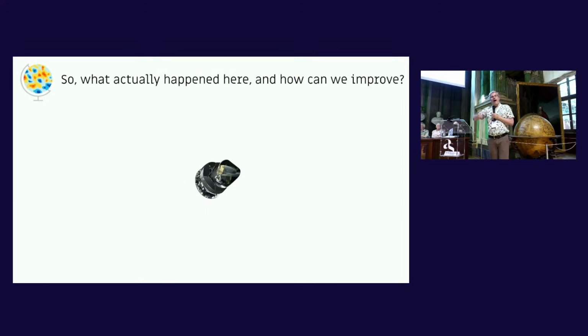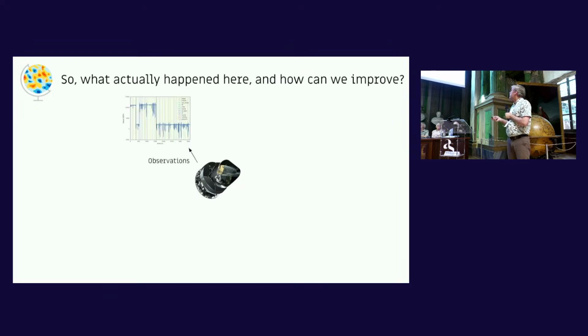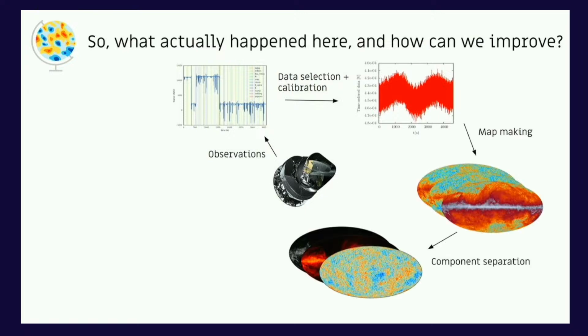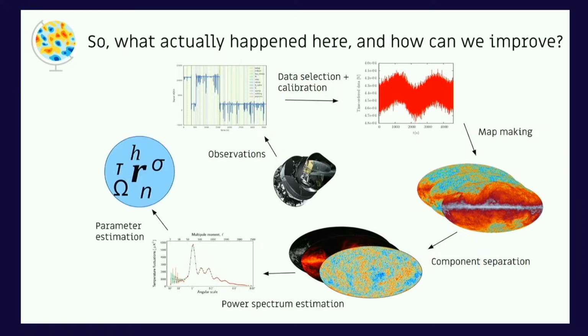So if we now take a step back, what actually happened here? Here is a satellite. It takes data. You try to clean those with the data selection and calibration. You make frequency maps. You do component separation. You make power spectrum estimation, and you do parameter estimation. Usually those operations are done with different teams, different codes, different languages, and it's slow. And the underlying challenge here now is that essentially there's a tight degeneracy between the calibration up here and the components that you try to estimate down here. Everything is coupled to everything.